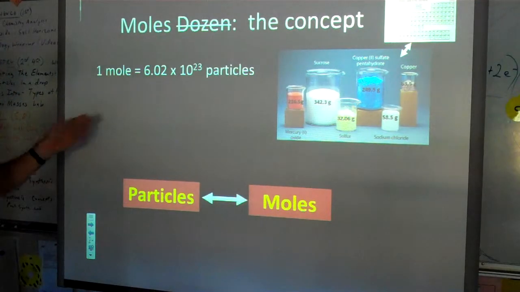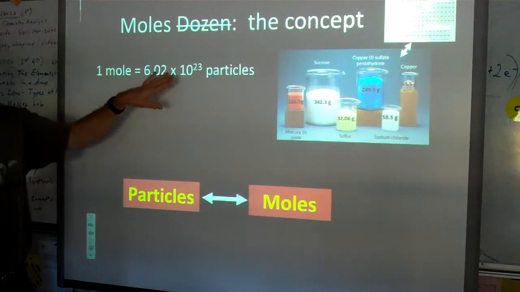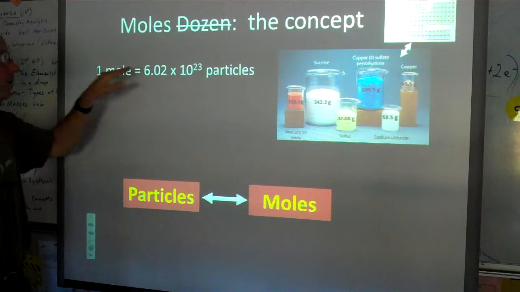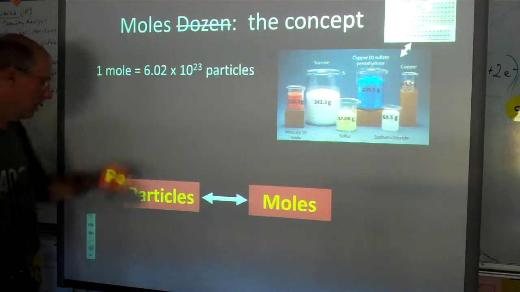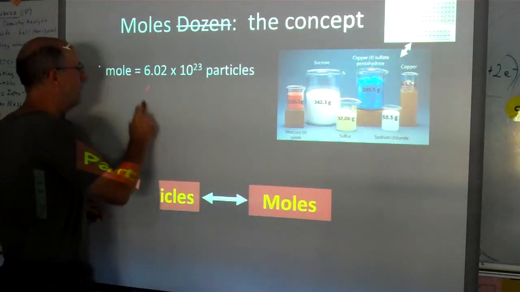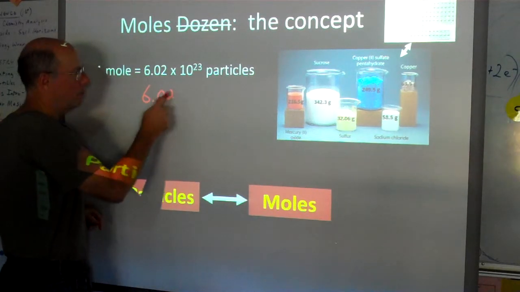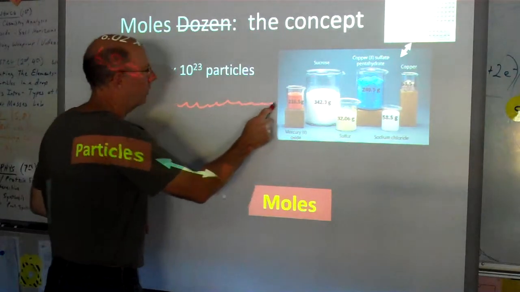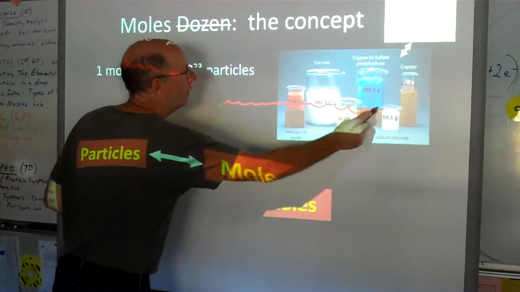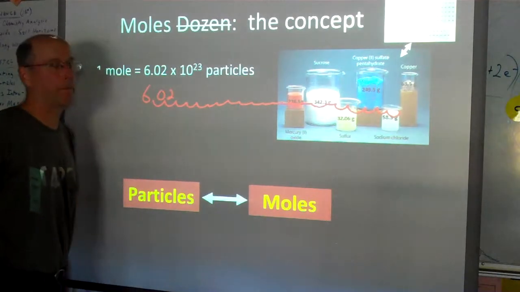The only difference is that 1 mole is not equal to 12. It's equal to 6.02 times 10 to the 23rd. This is a big number. It's 6.02, and then move the decimal 23 places. 1, 2, 3, 4, 5, 6, 7, 8, 9, 10, 11, 12, 13, 14, 15, 16, 17, 18, 19, 20, 21, 22, 23. Whoa, that's a big number.